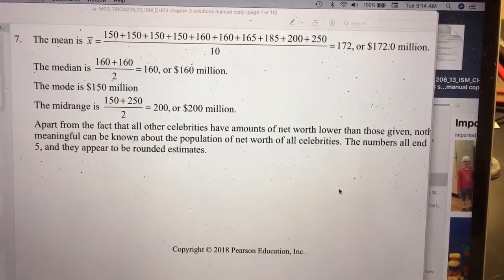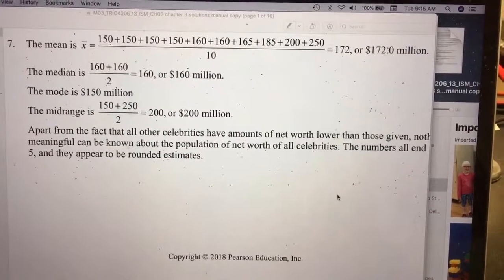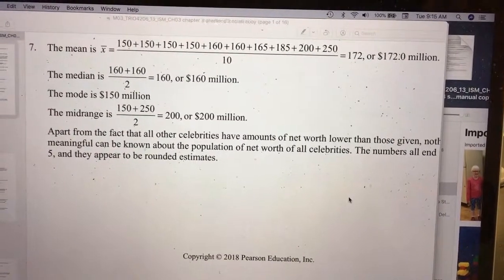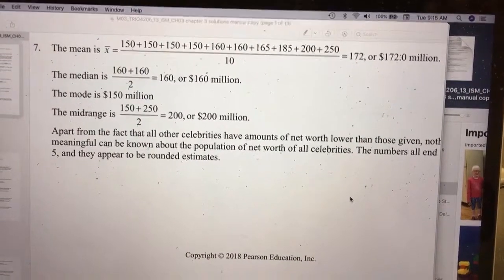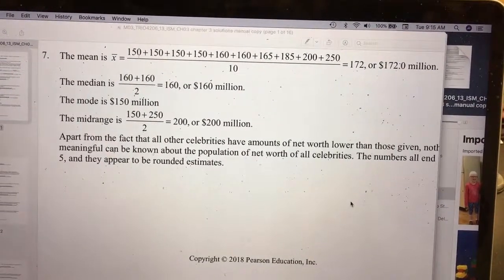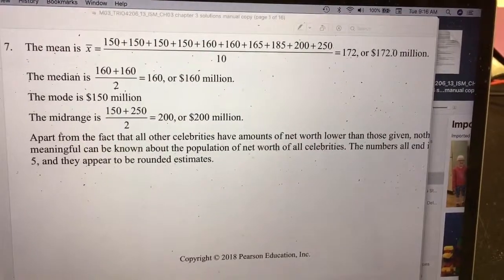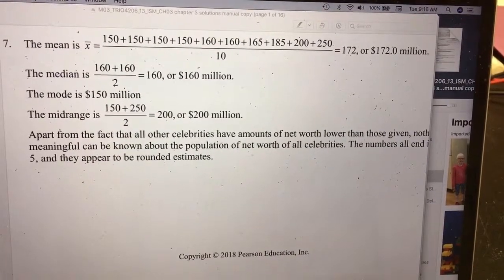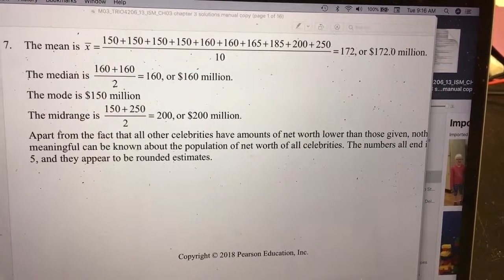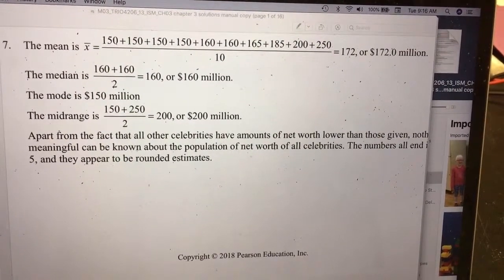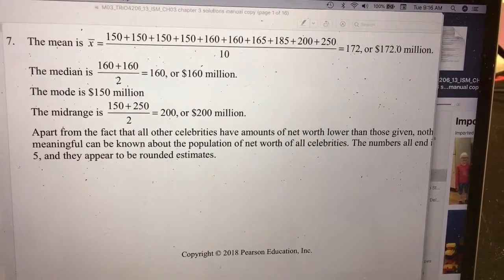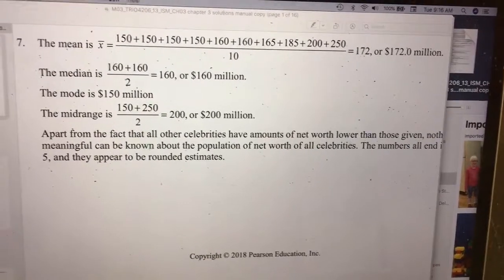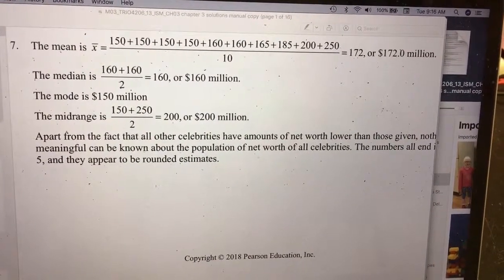The mode is 150 million because you saw 150 in there 4 times. The mid-range is the lowest plus the highest divided by 2 because it is the average of the lowest value and the highest value. And then lastly, it says apart from the fact that all other celebrities have amounts of net worth lower than those given, nothing meaningful can be known about the population of net worth of all the celebrities. The numbers all end in 0 or 5 and they appear to be rounded estimates.